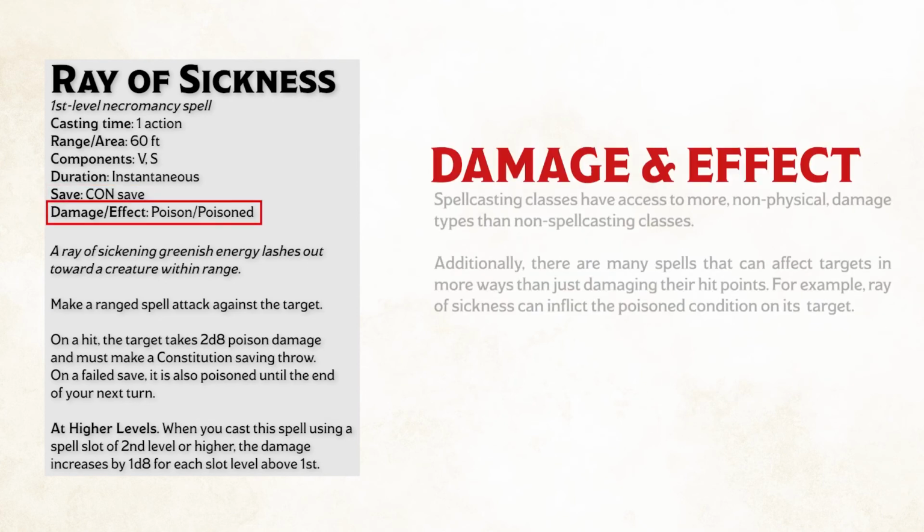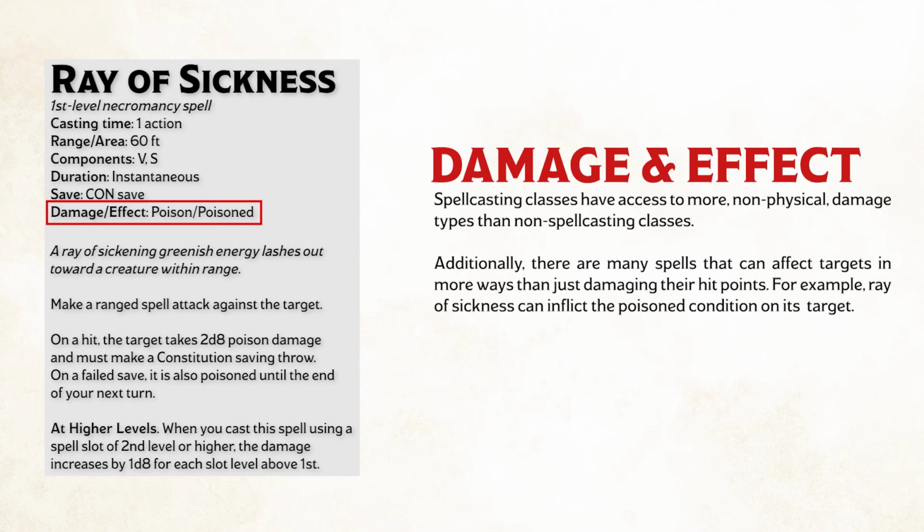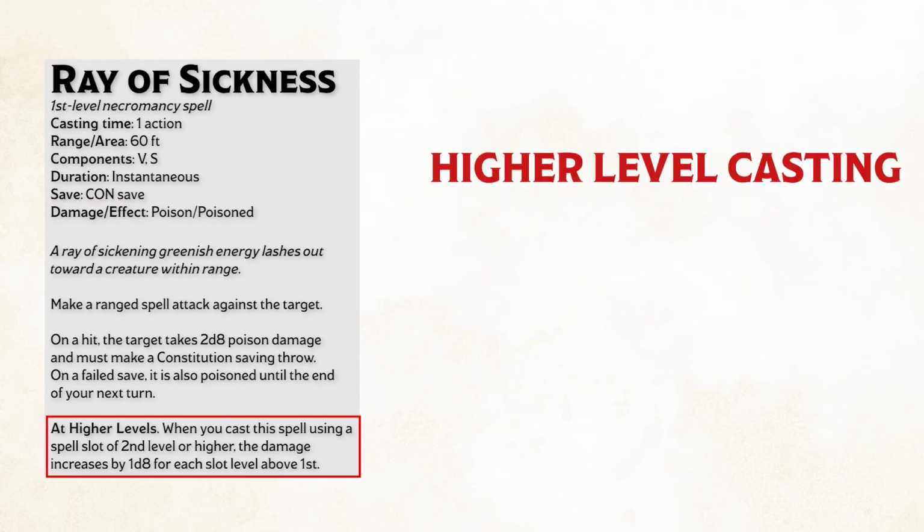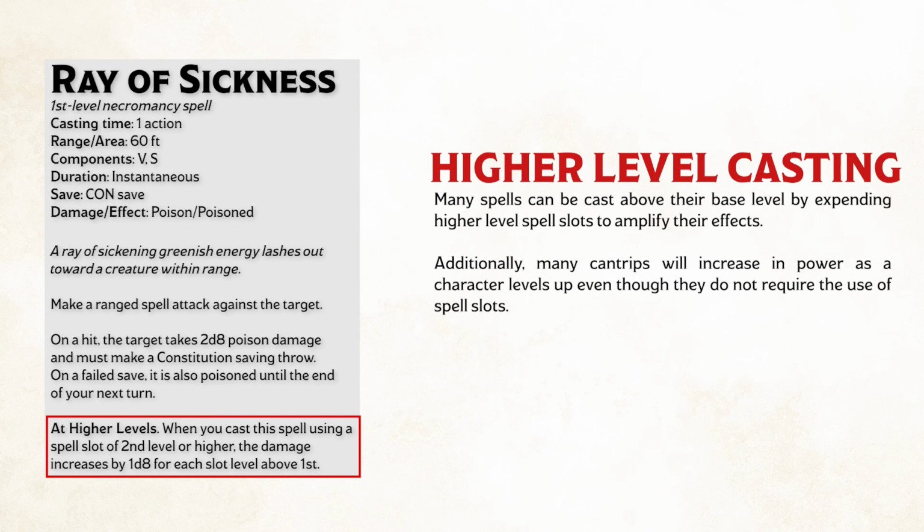Damage and effect. Spellcasting classes have access to more non-physical damage types than non-spellcasting classes. Additionally, there are many spells that can affect targets in more ways than just damaging their hit points. For example, Ray of Sickness can inflict the poisoned condition on its target. Higher level casting. Many spells can be cast above their base level by expending higher level spell slots to amplify their effects. Additionally, many cantrips will increase in power as a character levels up, even though they do not require the use of spell slots.